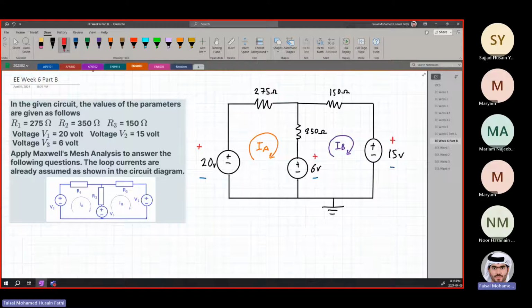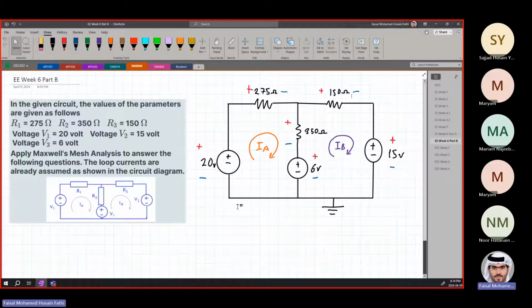Here for polarity, this is going to be plus and minus in this way when we are looking at it from loop A. And then we have this, which is plus and minus like this based on IB, because this isn't being affected by IA. So we have determined now the polarity of all of them.